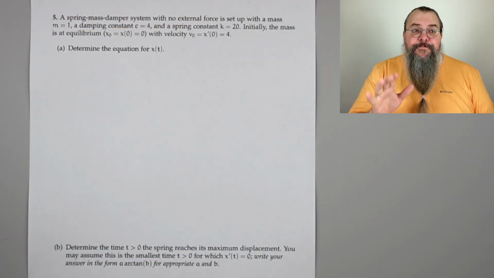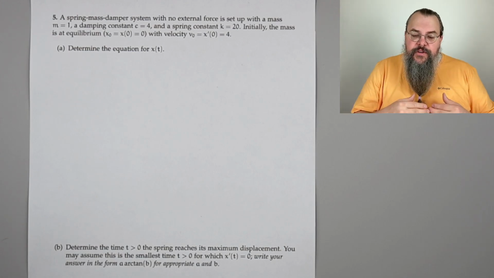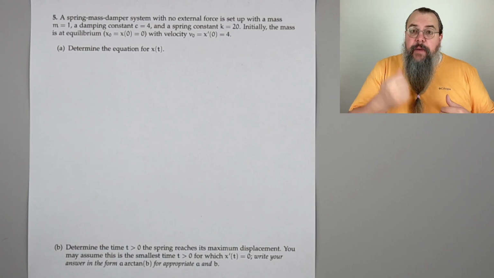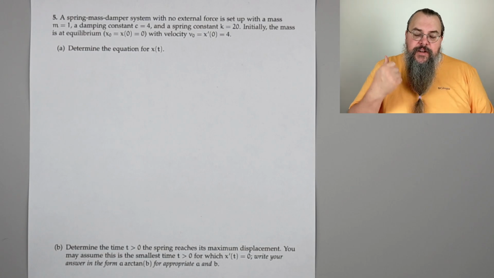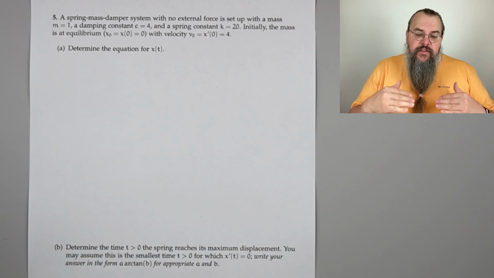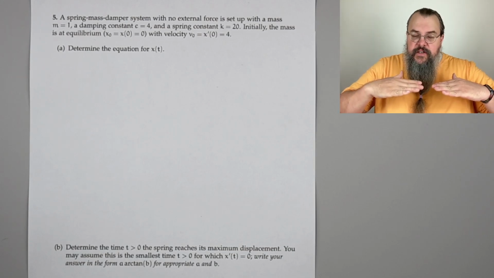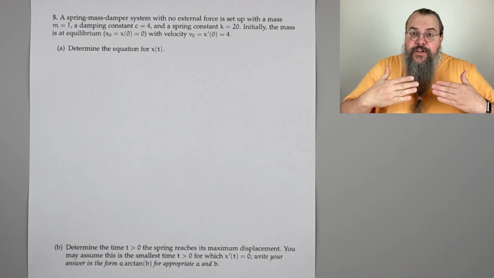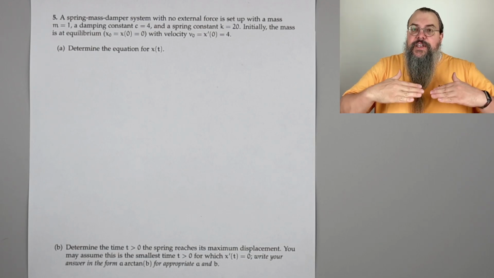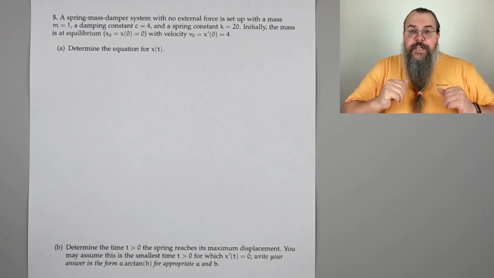Number 5. A spring mass damper system with no external force is set up with a mass, m equals 1, a damping constant, c equals 4, and a spring constant, k equals 20. Initially, the mass is at equilibrium, so that says it hasn't moved yet. x0 is 0, but there is a motion going on. So the velocity is 4. So it's at its resting position, but something is moving it.